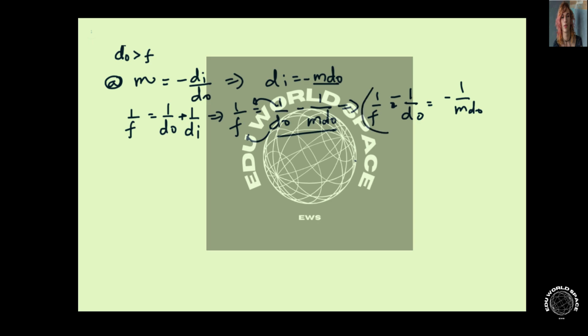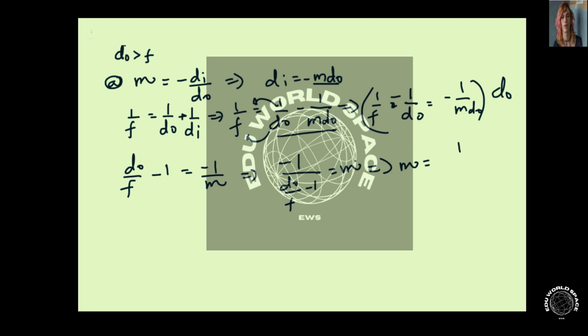Now simply multiplying the whole equation by dO, we'll see that dO by f minus 1 is equal to minus 1 by m. Now simply taking the inverse on both sides and multiplying by minus 1, we'll see that this is equal to minus 1 by dO by f minus 1 is equal to m, giving us m is equal to f by f minus dO. This is the formula for magnification.